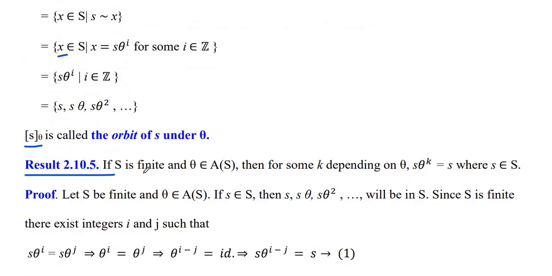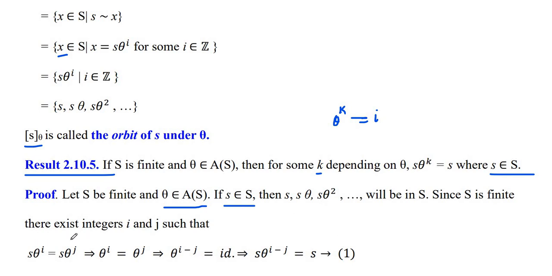Now we have this result. If S is finite and theta belongs to A of S, then for some k depending on theta and s, the image of s under theta power k is s itself. That means you can always have an integer k such that theta power k is the identity mapping. So to establish this, we consider s in S naturally. So let S be finite and theta belong to A of S. If s is in S, then we know that the images of s under theta, theta square, and all these will be in S.